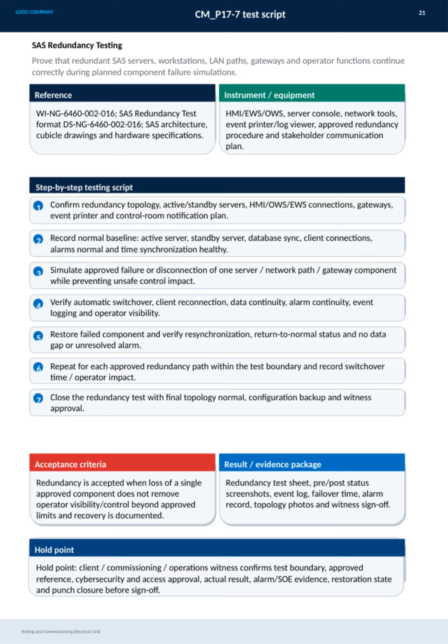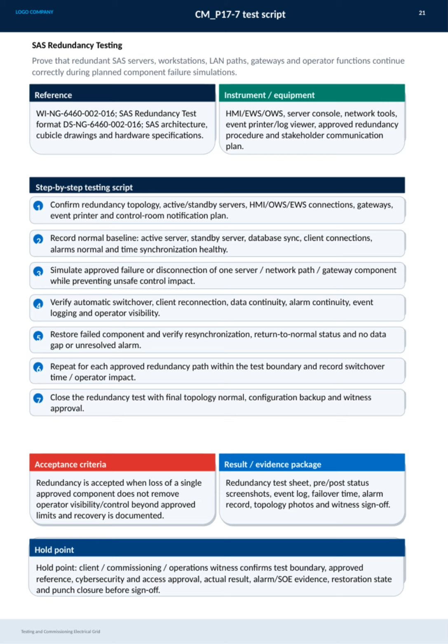Here we have the SAS redundancy testing, which is crucial to ensure that all redundant components like servers, workstations, LAN paths, gateways, and operator functions operate correctly during planned failure simulations. The test follows a detailed procedure starting with confirming the redundancy topology, including active and standby servers and all relevant connections. Next, we record the normal baseline status to have a reference point.